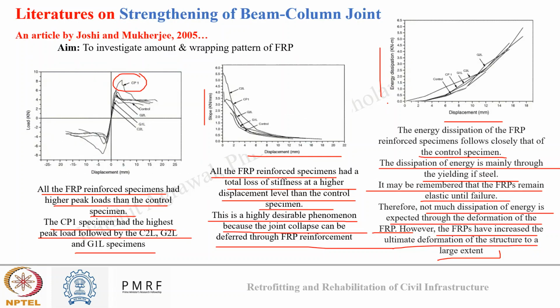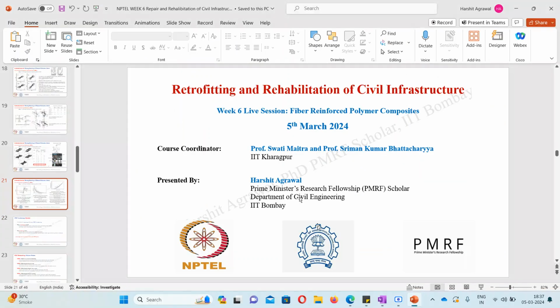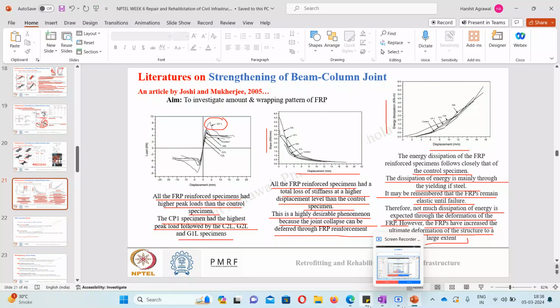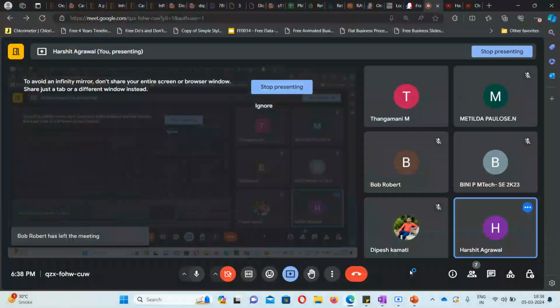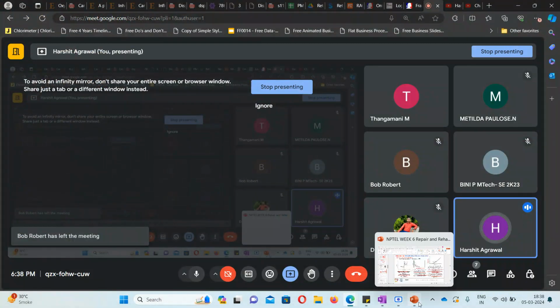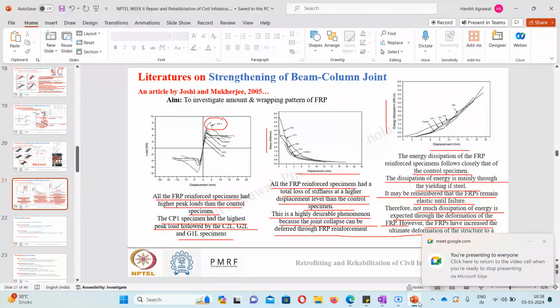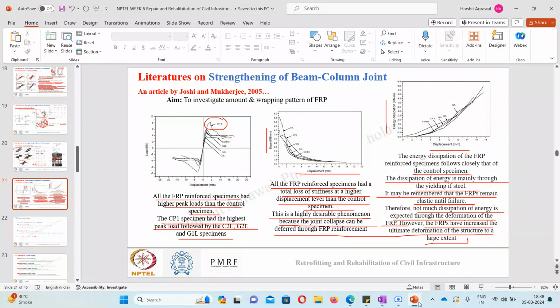Any doubt in these two parts, beam column strengthening and NSM strengthening? Any doubts in these two parts? If no doubts, we will move ahead.